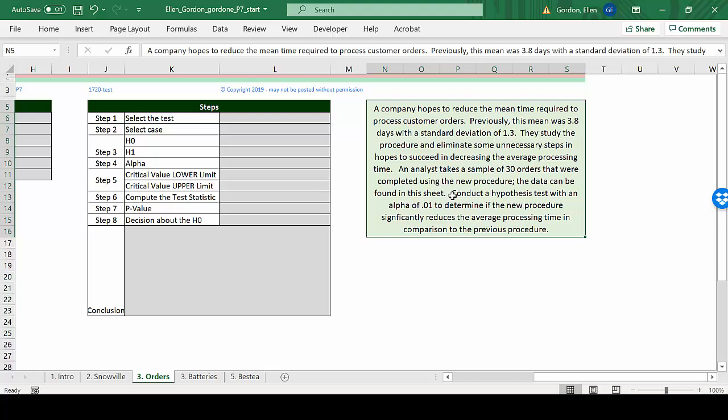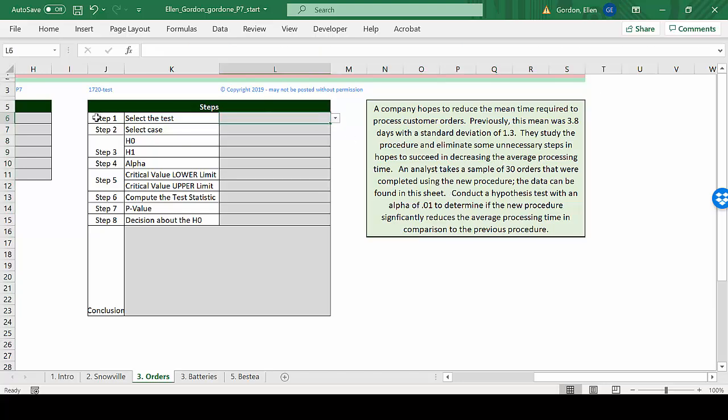An analyst takes a sample of 30 orders that were completed using the new procedure. The data can be found in this sheet. Conduct a hypothesis test with an alpha of 0.01 to determine if the new procedure significantly reduces the average processing time in comparison to the previous procedure.